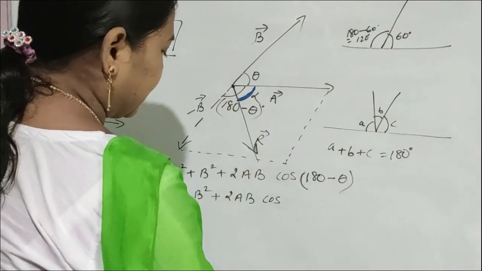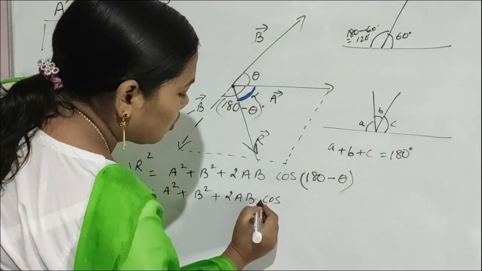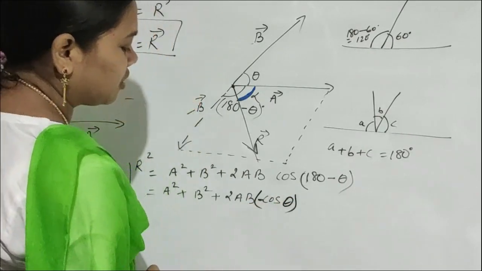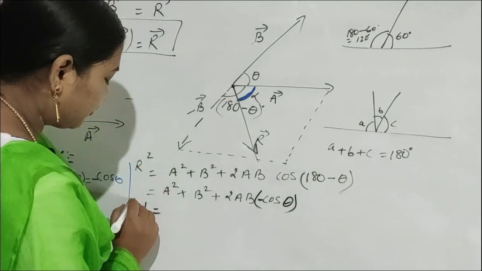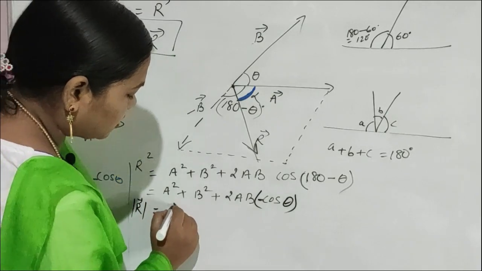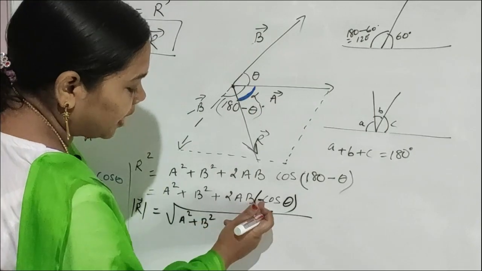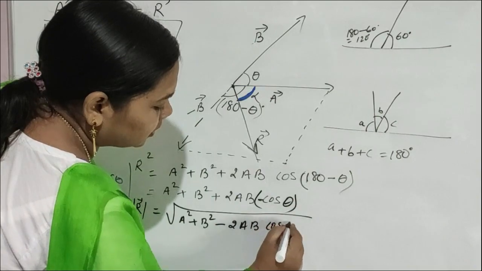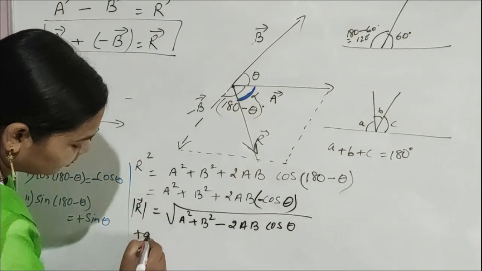Okay, so here see, cos(180 minus theta) means minus cos theta. Is it not? So in r square, the magnitude of vector r is the whole square root of a square plus b square minus 2ab cos theta. Clear? Over. Now next, direction.